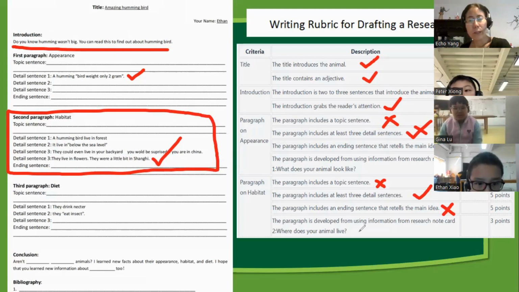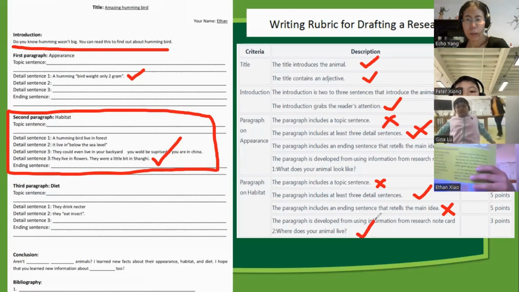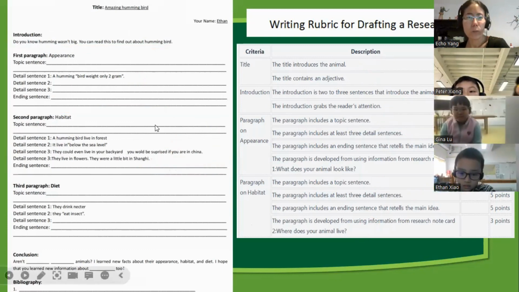And do you write your paragraphs according to the information on the note card? Yes or no? I mean, it's from the note card too. Okay, so you wrote your paragraph partly according to the information on your note card, so you can improve on your note card and then improve your draft. So this is just a demonstration of how to improve on your draft.